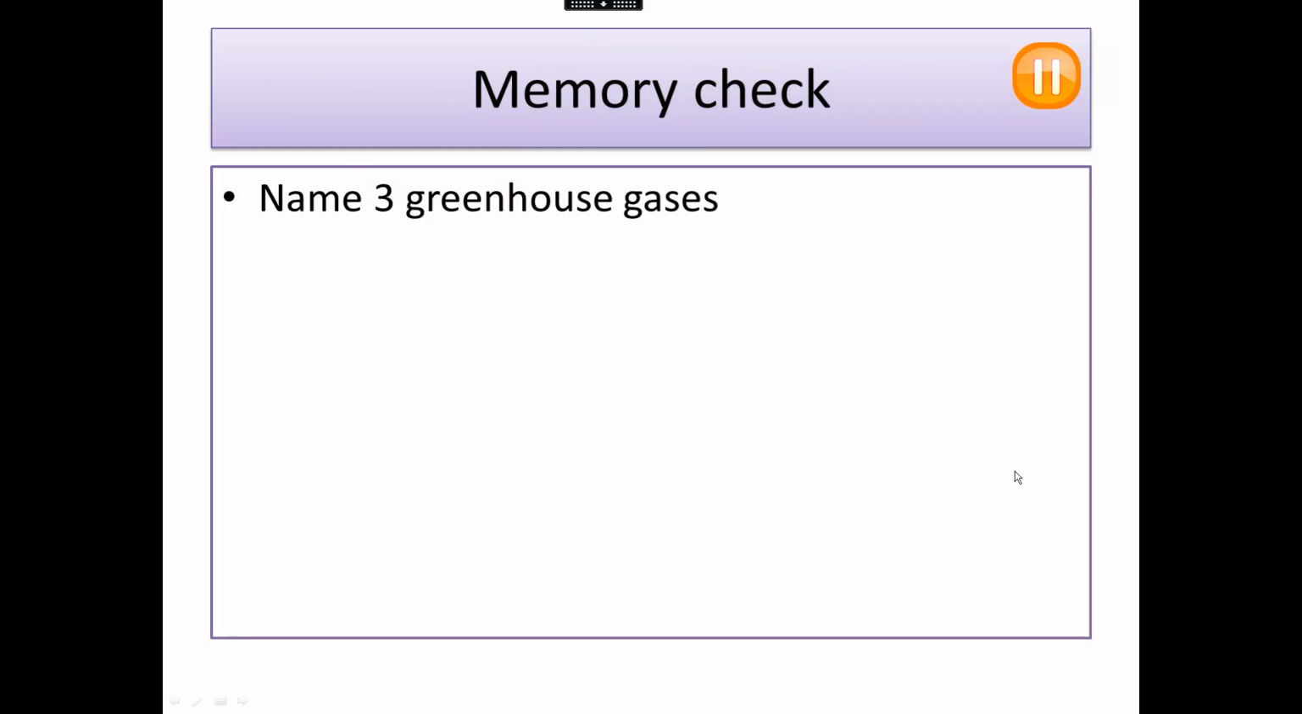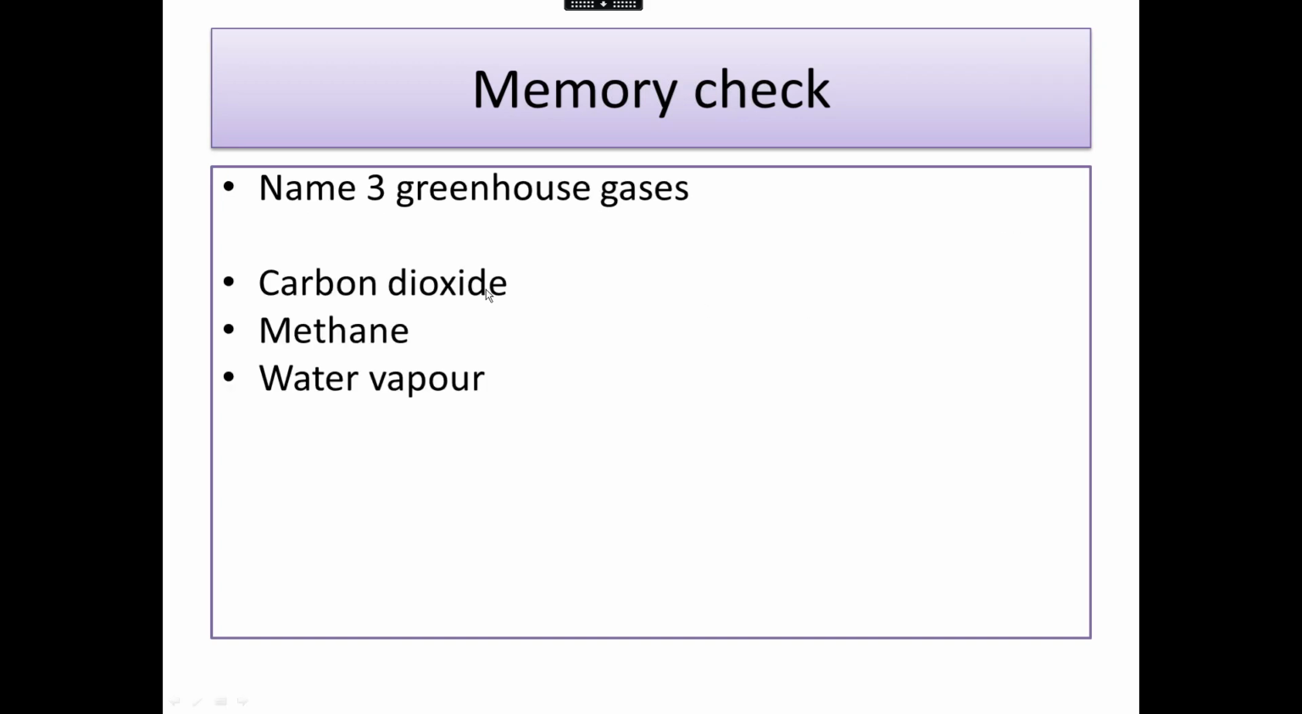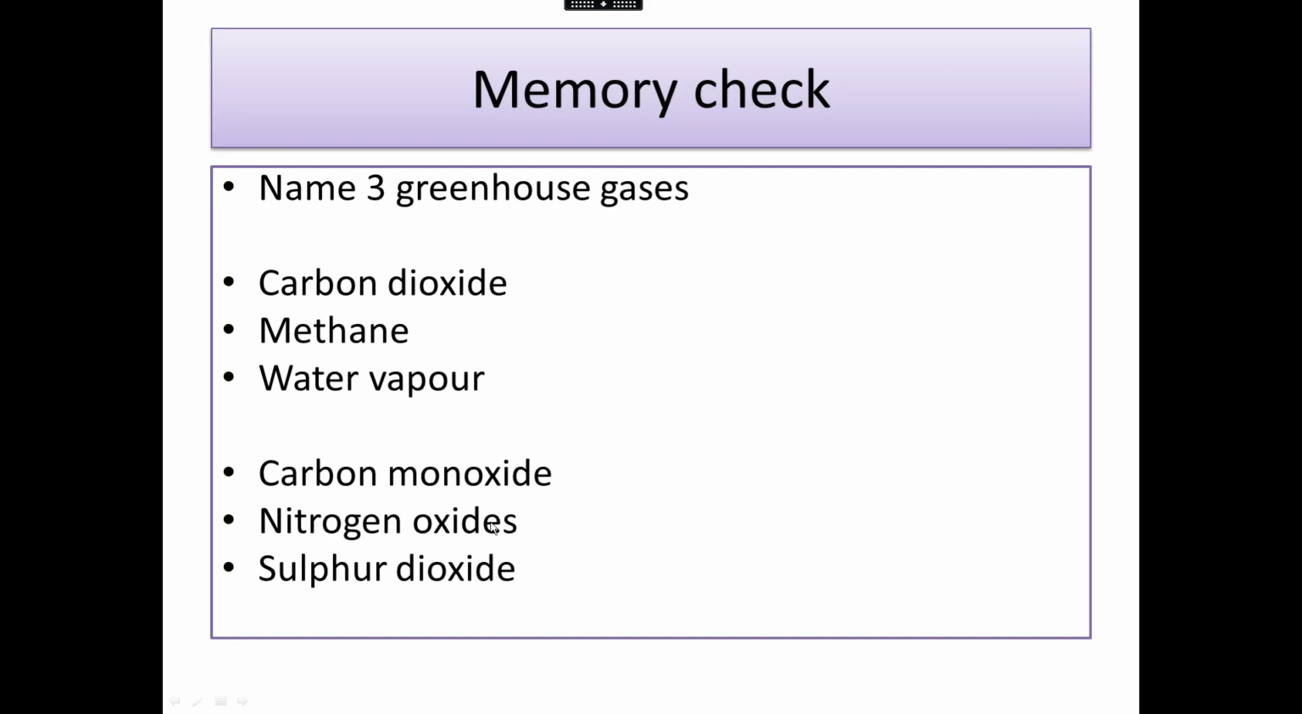Right, pause for a memory check. Name 3 greenhouse gases and also their chemical formula. Pause it now. Here we go. It was carbon dioxide, CO2, methane, CH4, water vapor, H2O. Also, you could have said carbon monoxide, also nitrogen oxides and sulfur dioxide. And we will learn more about those gases later in the topic.